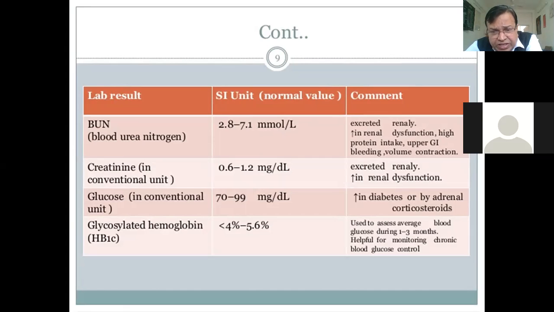Similarly, in GIT bleeding, blood volume reduction, or GIT contraction, they may increase the blood urea.